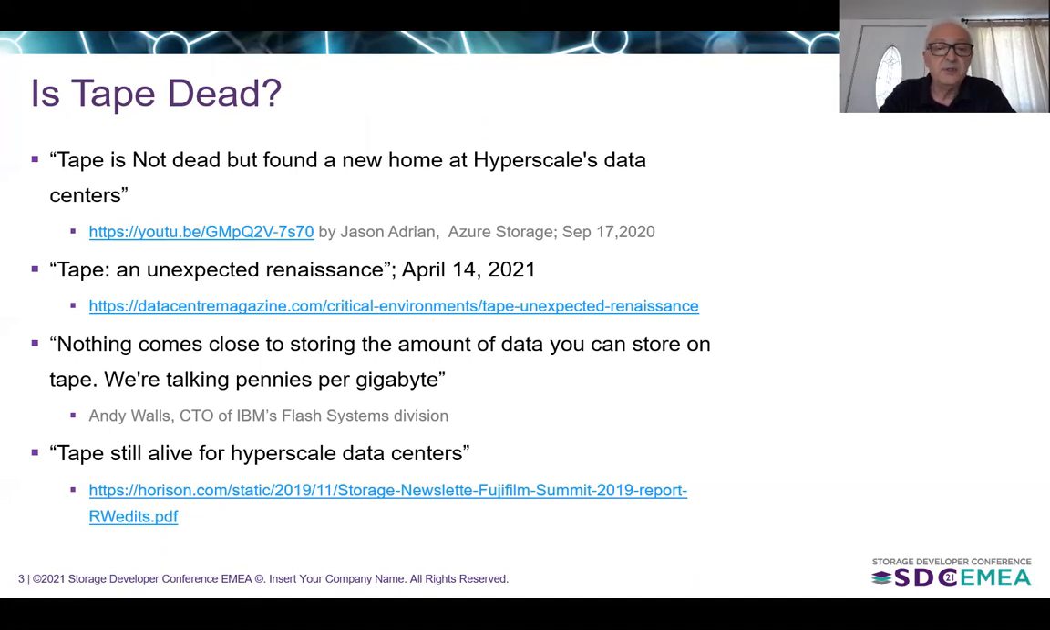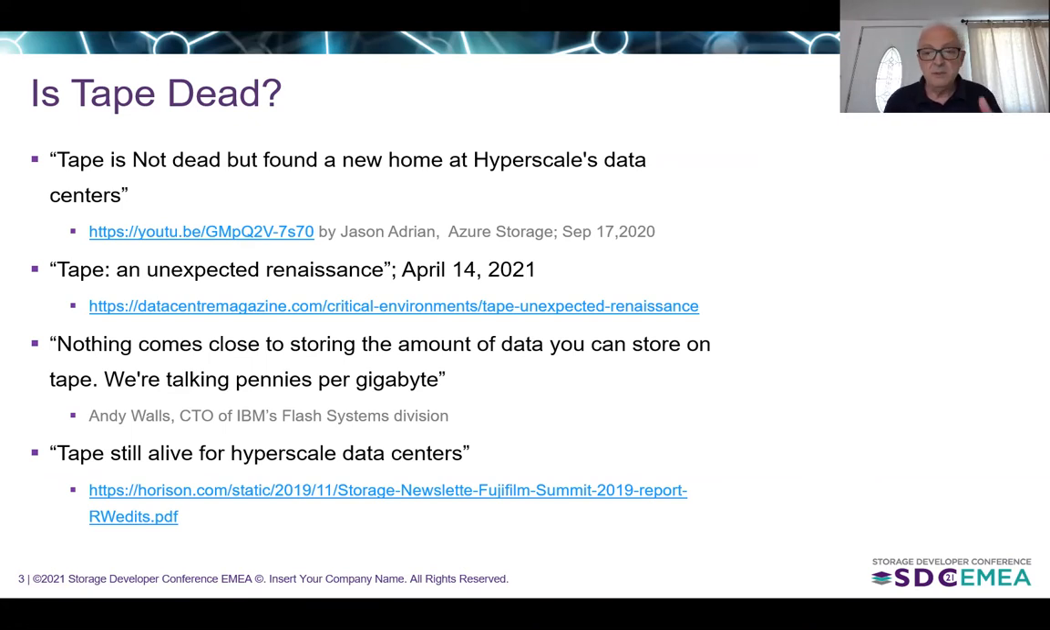hyperscale. For instance, Jason Adrian from Azure Storage, Microsoft, back on September 17, 2020 at the Fuji Data Conference, gave a presentation. The link is here. And what Jason said was very interesting. He said, tape is not dead, but found a new home at hyperscale data centers. I couldn't say it better.